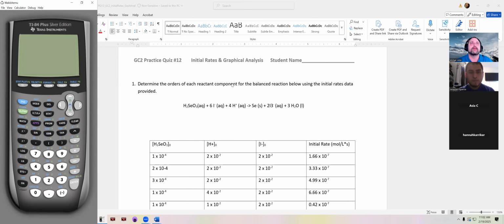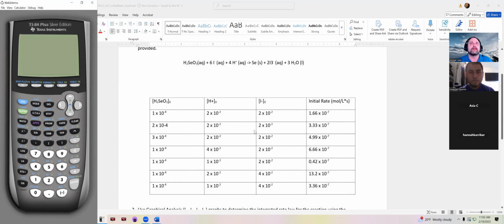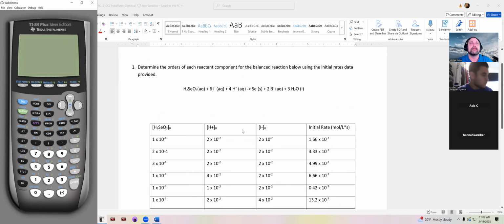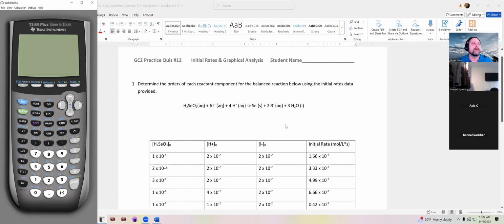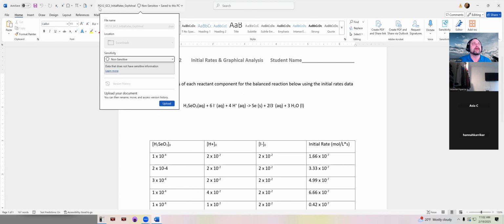So this is practice quiz 12. It asks us to find the reaction order, and it's given us a bunch of information here. The first thing I want to do is to write my reaction rate before the experiment. They will always ask this question: what is the reaction rate before the experiment?